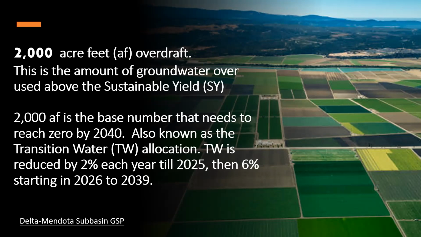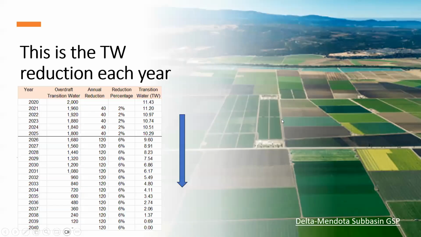Now let's look at all these numbers together. And right here, you can see your reduction of the transitional water per year. From 2023, it goes from 10.74 right now, down to zero. So this is very important. This is why I developed this presentation, because I was having a hard time figuring out, okay, what is my long-term prospect for my land and what's going to happen to it? And that's what this is showing right here.